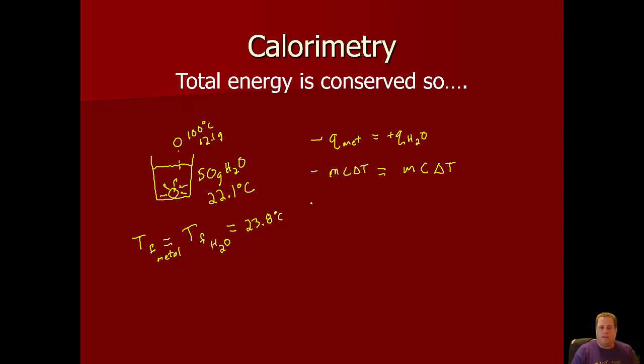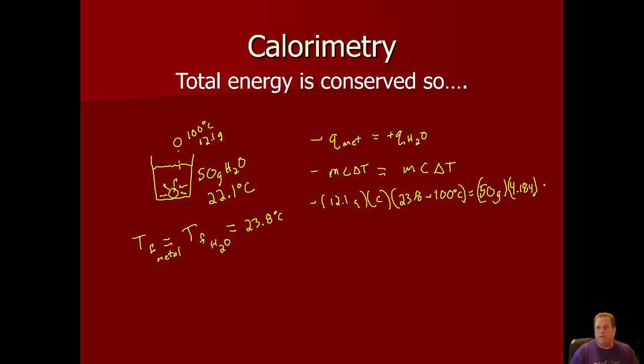Okay, and so we'll just plug in the mass of the piece of metal, which is 12.1. Remember, this side is the metal. Our specific heat is what we're looking for. Our delta T is T final, which is 23.8 minus 100, which was our T initial. Our mass of our water is 50 grams. Our specific heat of water is 4.184.